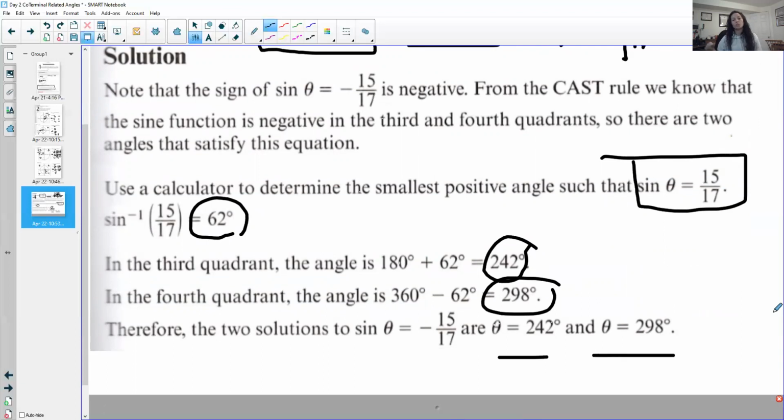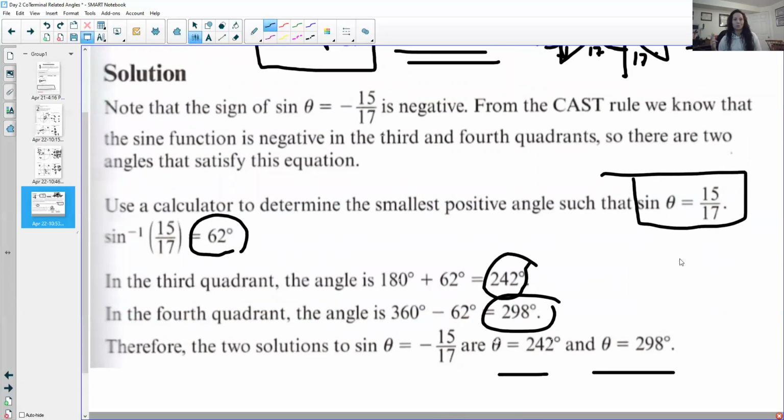So you've got to look at all the possibilities using your cast rule and using your basic primary trig ratios. That's it. Good luck. And again, if you want to see other examples, use your textbook.